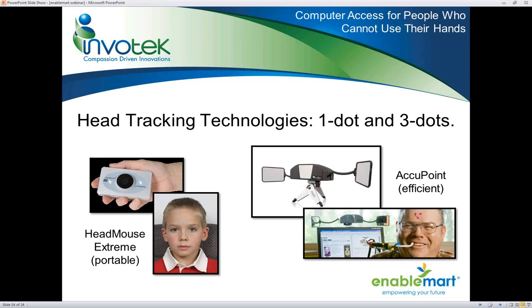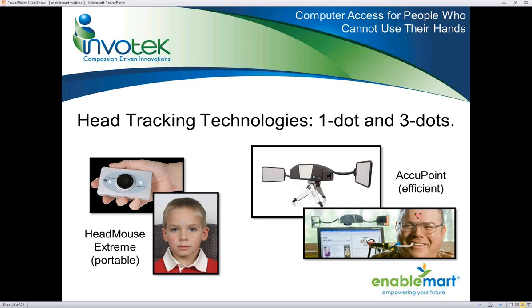And one is a one-dot tracker and the other one is a three-dot tracker. The one-dot tracker, you can see the little dot on this little boy's head, okay? And as he moves his head around, that cursor is going to move around with the head moving around, okay? This technology works really well for lots of people, okay? Where you get into trouble is when people are trying to do a real lot of work.